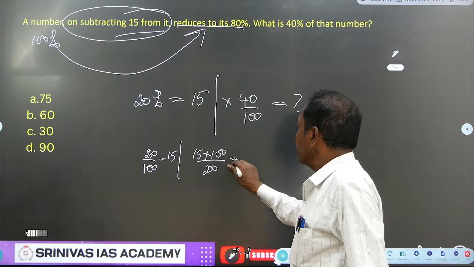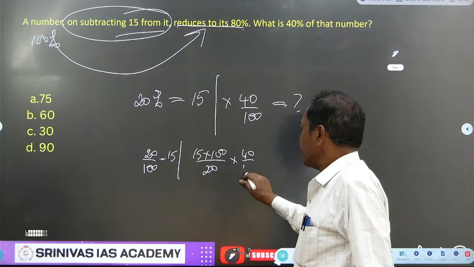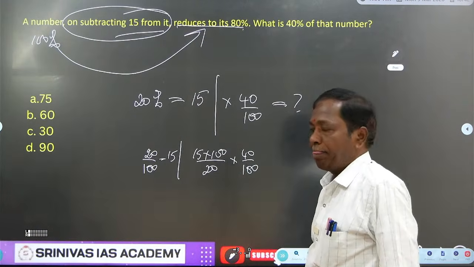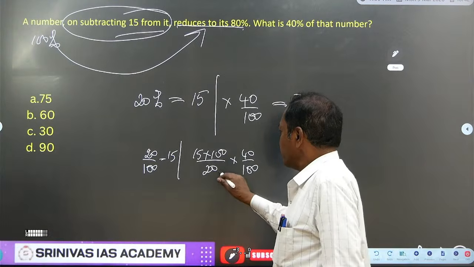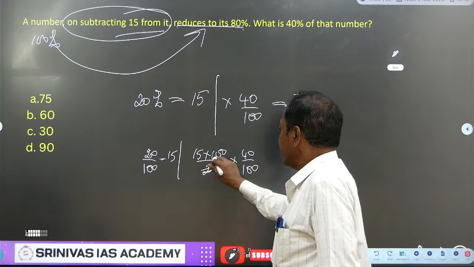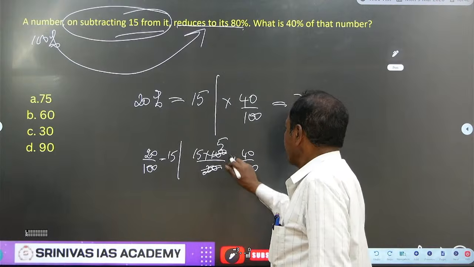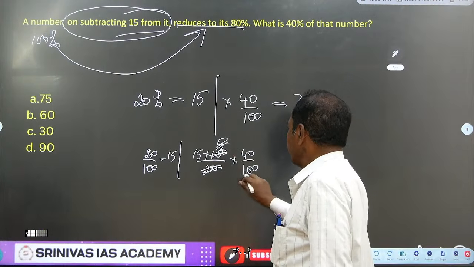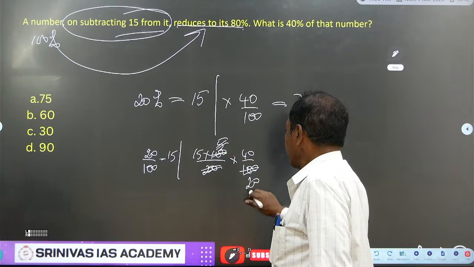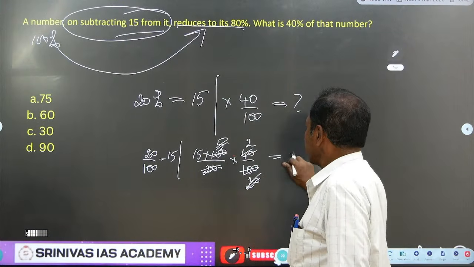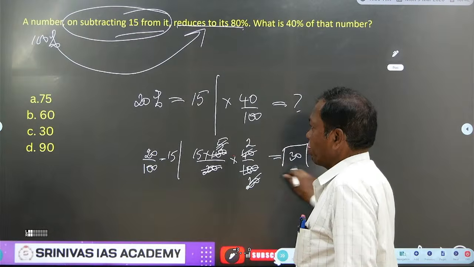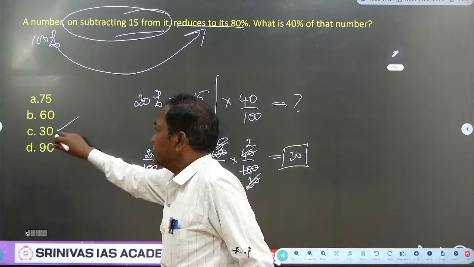Straight away you can take it into 40 by 100. If you solve it, much more, another 2 steps may be required. 20 ones are 20, 5 ones are 5, 20 ones are 20. It means 30. Option C.